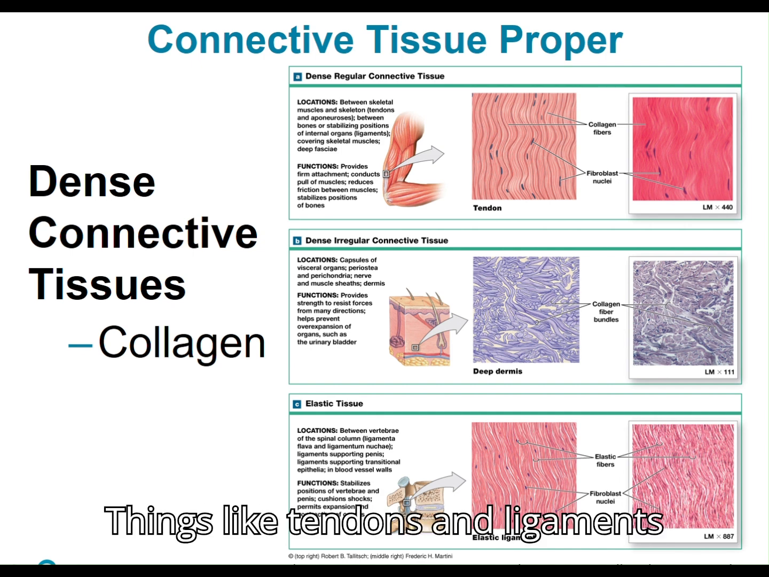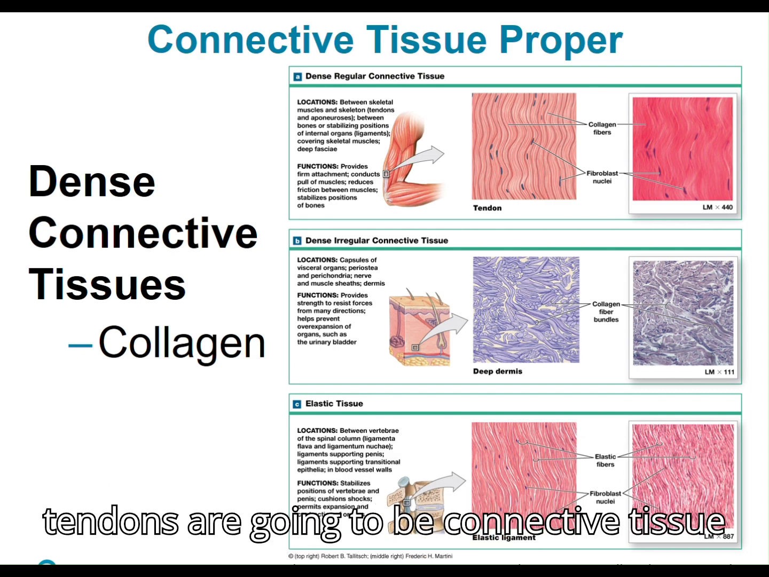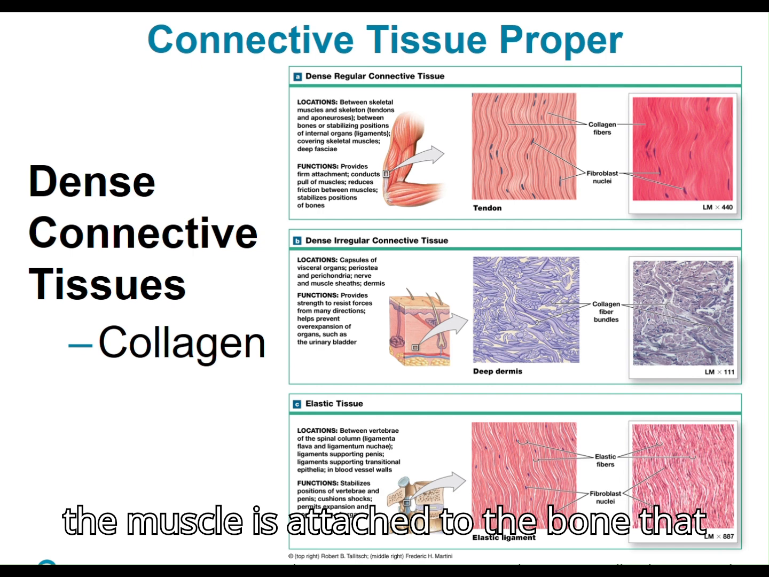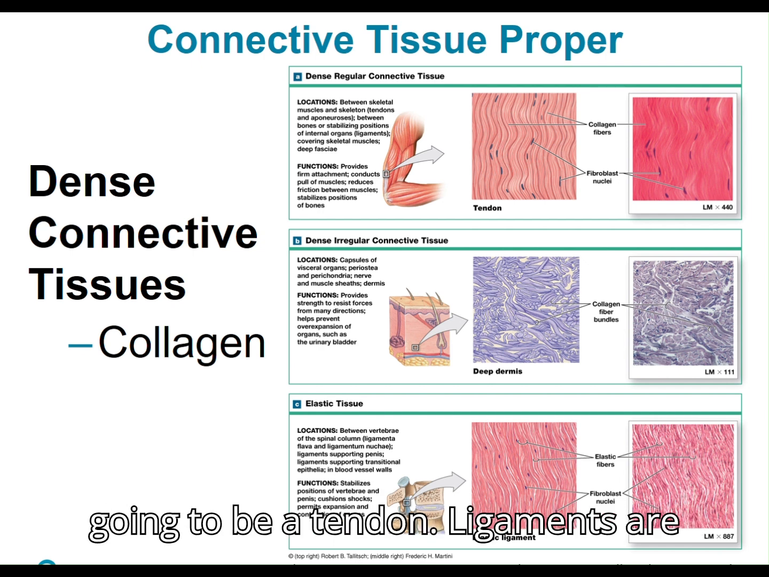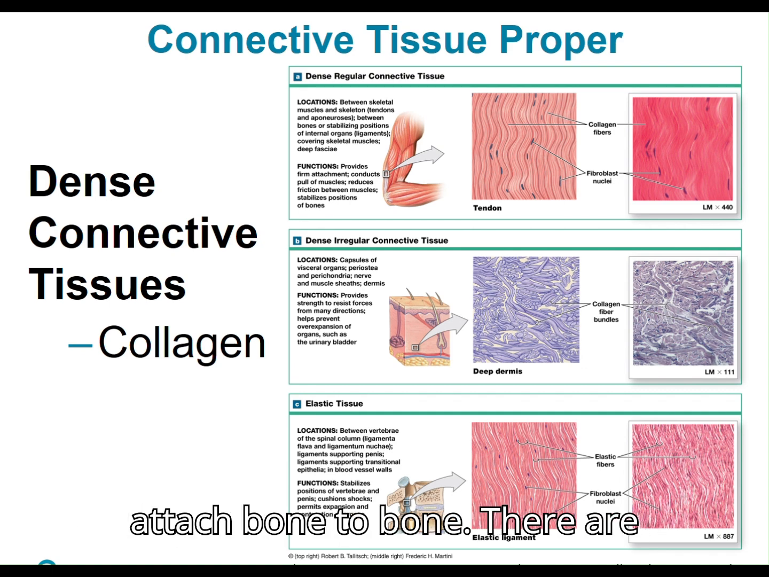Things like tendons and ligaments are going to be dense regular connective tissue. Tendons are connective tissue that attach muscle to bone. So where the muscle is attached to the bone that it's going to pull on, the end of it is going to be a tendon. Ligaments are similar, except ligaments are going to attach bone to bone.